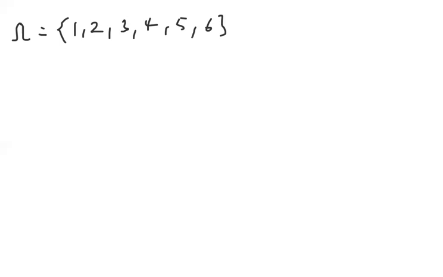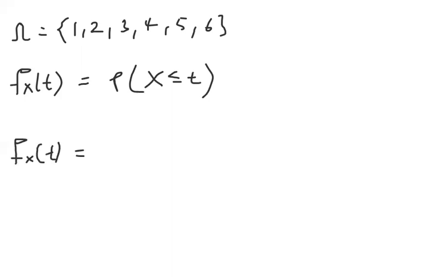Now the distribution function F of x of t is equal to the probability that X is less than or equal to t. So this is what we are going to look at. First of all, we start with F of x. When you throw the die, what is the likelihood that you have an outcome lesser than 1? Is it possible to throw a die and have an outcome like 0? Anything less than 1 is impossible, right? So that part is 0. So we say 0 for t less than 1.